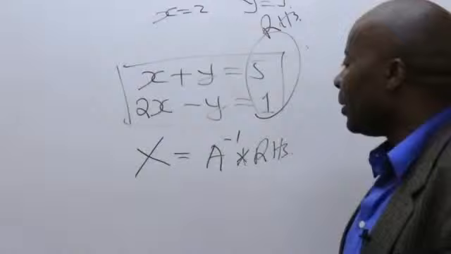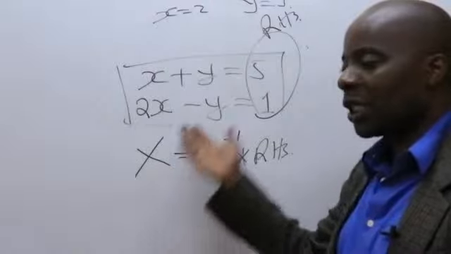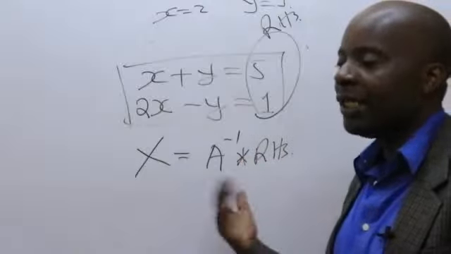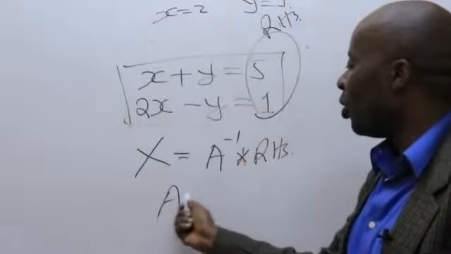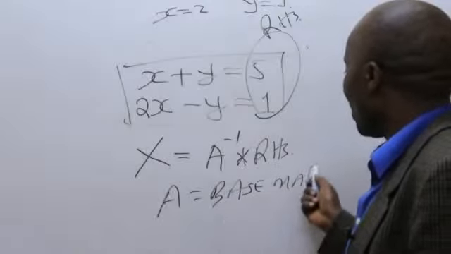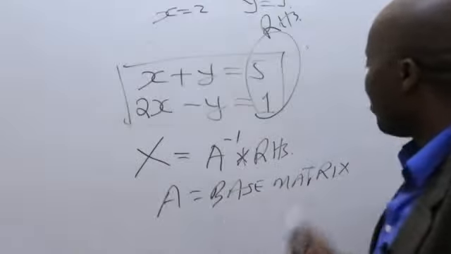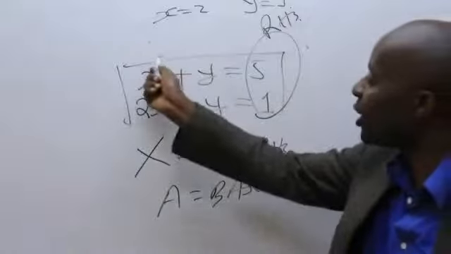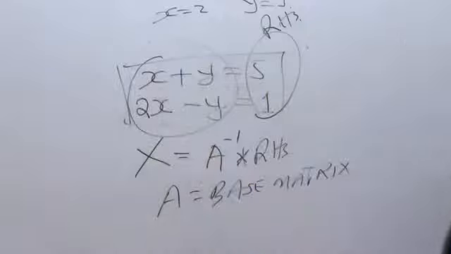Now, ladies and gentlemen, X is the unknown. X represents the unknowns. And in this particular case, what does A stand for? A stands for what we call the Bayes matrix. The Bayes matrix is that matrix that you shall get out of there.